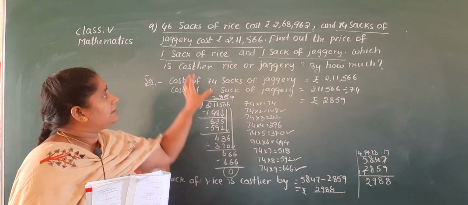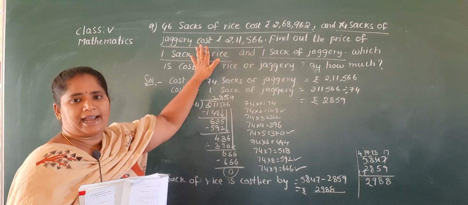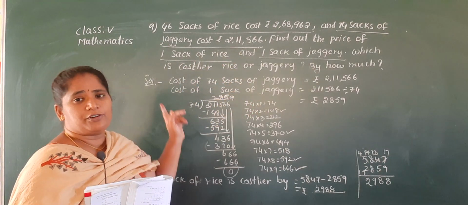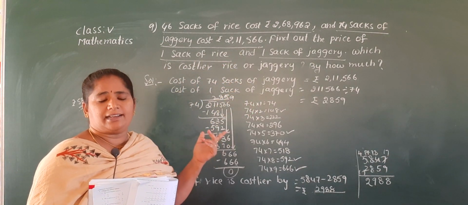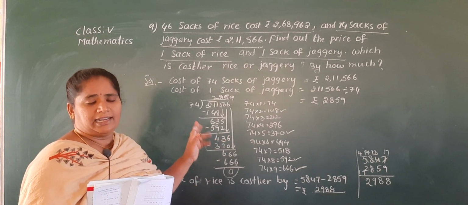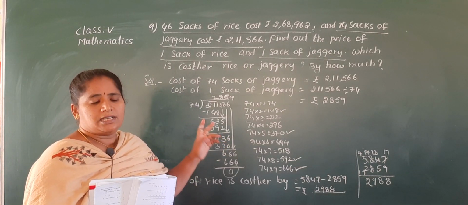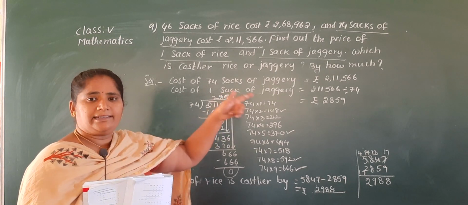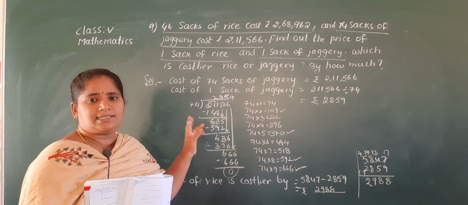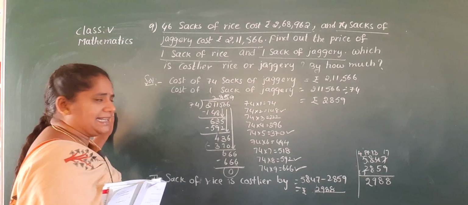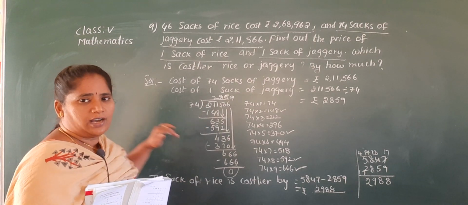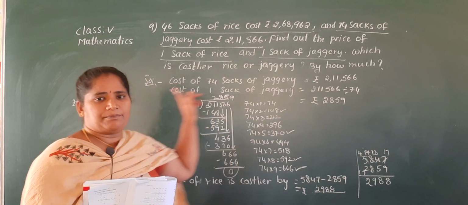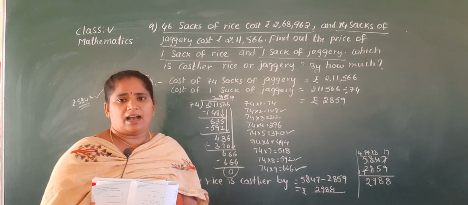What is given? They have given 46 sacks of rice. So we have to first find one sack of rice. Next, they have given 74 sacks of jaggery. We have to find the cost of one sack of jaggery. After that we compare those costs, so the sack of rice is costlier than jaggery. If you compare these two costs, the sack of rice is costlier than jaggery. By how much means if you subtract this number from the rice, then we can get the answer.